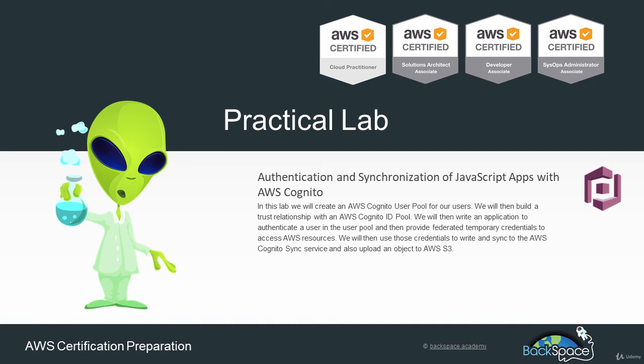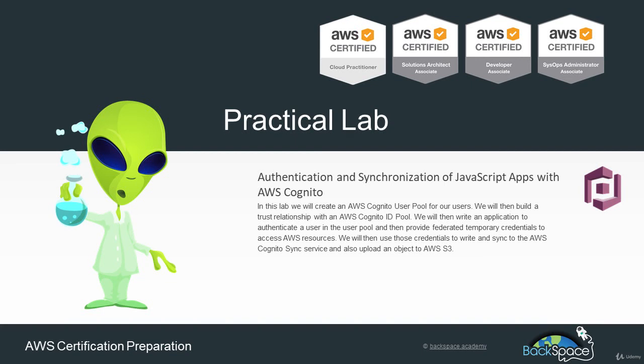We're then going to use those credentials to write and sync to the AWS Cognito sync service. Now that is a key store database service that operates on Cognito, and it allows that data to be synchronized across all of the devices that your end user will be logged into, whether it be a mobile application or a desktop computer or whatever.